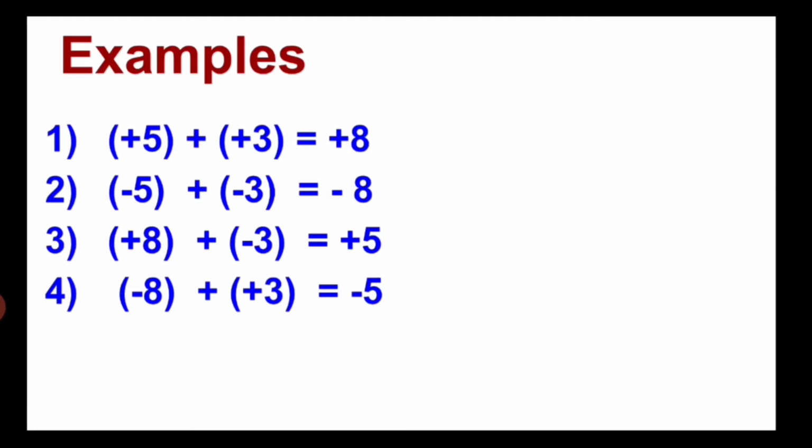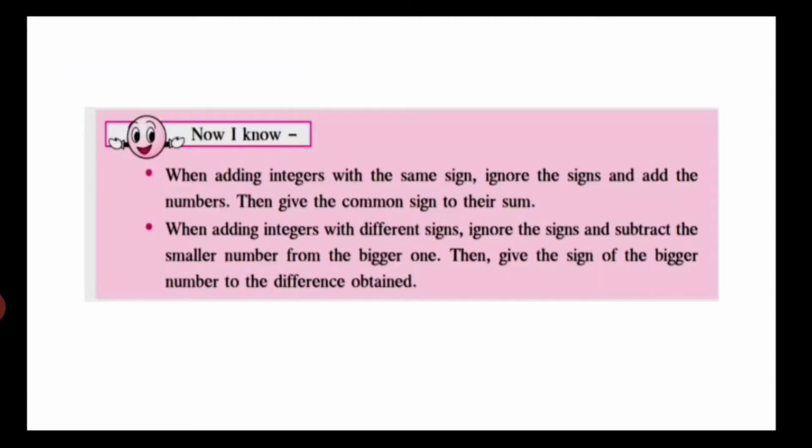So how can we conclude from these examples? What we can say? When adding integers with the same sign, ignore the signs and add the numbers and then give the common sign to their sum. And when adding integers with different sign, ignore the sign and subtract the smaller number from the bigger one and then give the sign of the bigger number to the difference obtained.